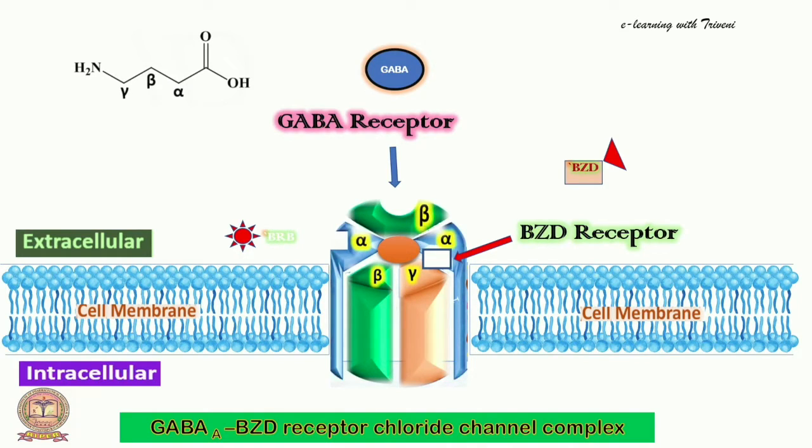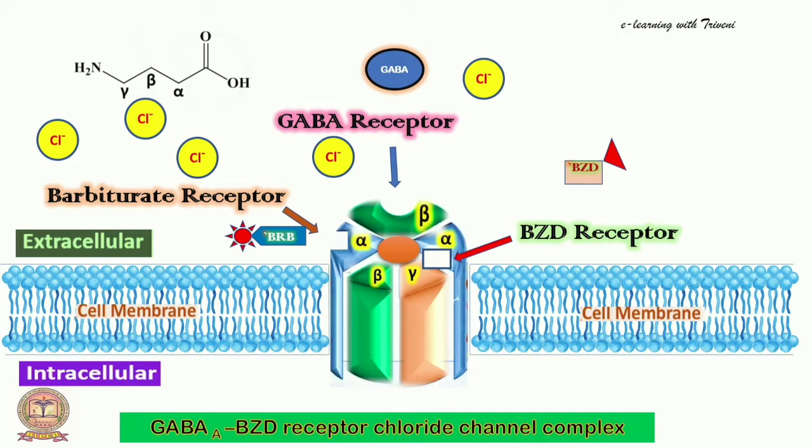Let us see the third site. The drugs belonging to the barbiturate class can act at the barbiturate receptor site. The barbiturate site is located at the alpha subunit or beta subunit. In this image I have shown it on the alpha subunit. This is regarding the structure and receptor binding sites of the GABAa receptor. Let us see the mechanism.